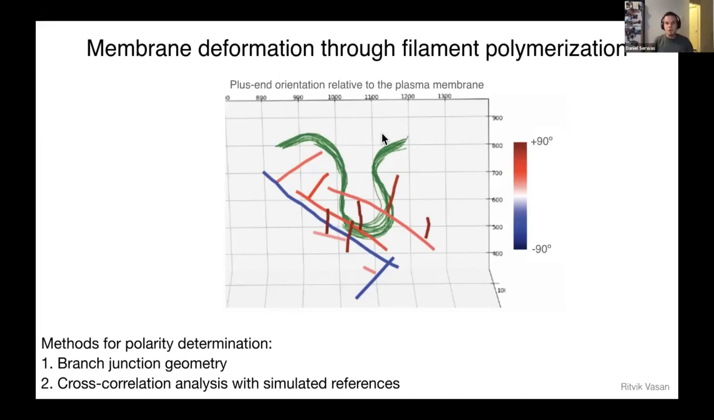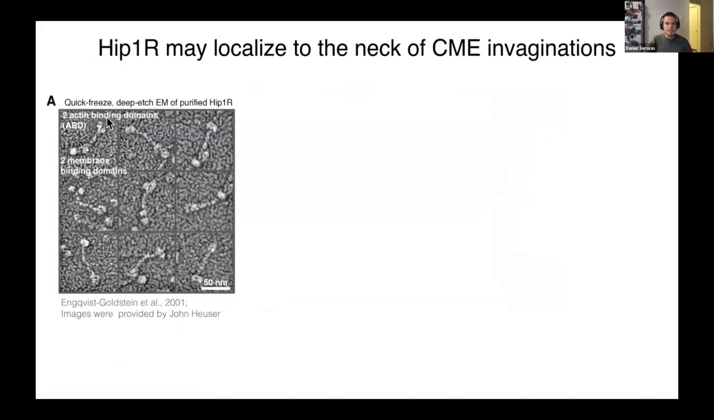So from the model, we knew that one of the major geometry driving components is this molecule HIP1R. And we were wondering whether HIP1R could play a role here. So HIP1R forms these rod-shaped dimers, which have two globular actin binding domains on one side and two globular membrane binding domains at the other side.